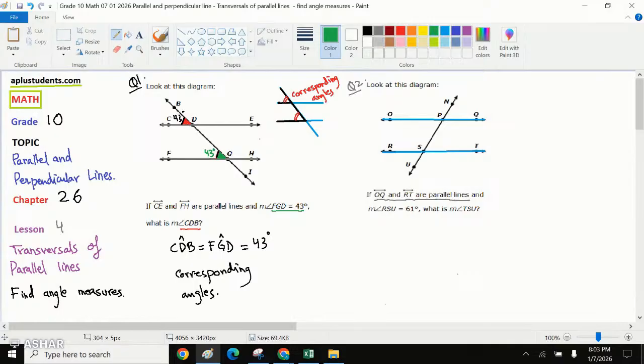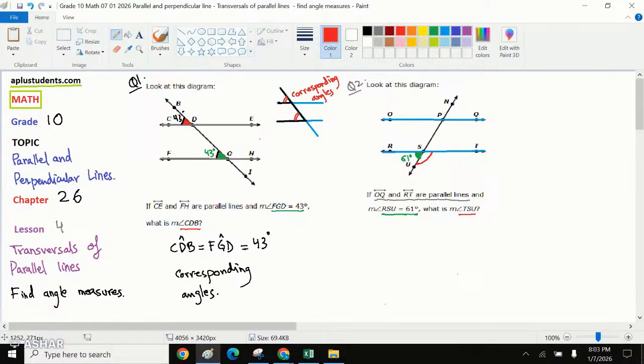What they are telling us is RSU. Where is R? R, S, and U. This given angle is 61 degrees. And what we need to find is TSU. Where is T? S and U? TSU is this angle, right? We need to find this given angle.